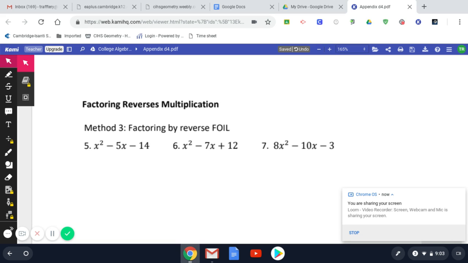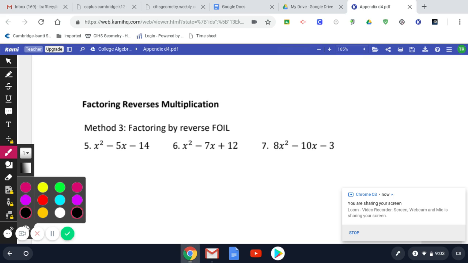Now, the next part is factoring by reverse. And this is where I believe, in your 9th grade year when you first learned this, many teachers did an X where they'd say what multiplies together to give you negative 14, but adds together to give you negative 5. And that was your goal. So negative 7 and positive 2 would multiply together to give you negative 14, but add together to give you negative 5. And so that's how we know that it is x and x, negative 7, positive 2.